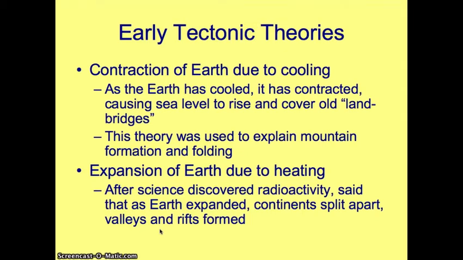So in this theory, as the Earth cooled, it contracted, causing sea levels to rise and cover old land bridges. This theory was used to explain how mountain formation and folding occurred. The theory that expansion was due to heating: after science discovered radioactivity, they said that as Earth expanded, the continents split apart and valleys and rifts formed. So these two theories didn't really answer how exactly the plates moved apart, or how we got a lot of the geologic features we see on Earth.